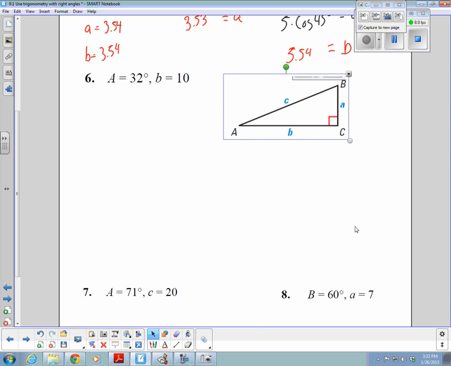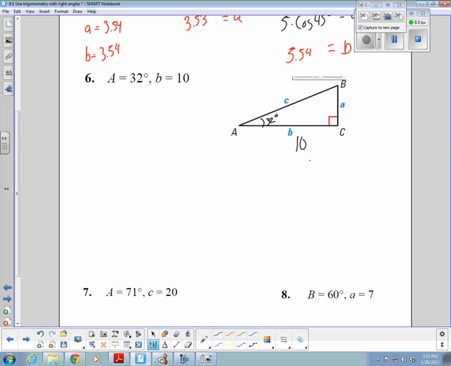So if I'm looking at number six, and I'm trying to solve this problem, I'm given a couple things. All right, I'm given that A is 32 degrees. So this is 32 degrees. Okay. And B is 10. So B right here is not 10 degrees, but just straight up 10. Okay. And I'm going to try to find the remaining things.